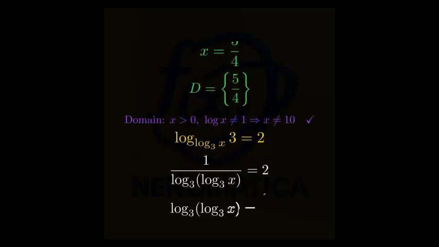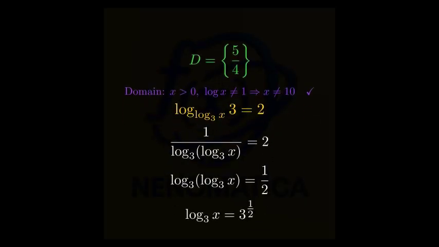Step 2. Take reciprocals of both sides. Then log base 3 of log base 3 of x equals 1/2. Step 3. Convert this logarithm to exponential form. The inside equals 3 to the 1/2.